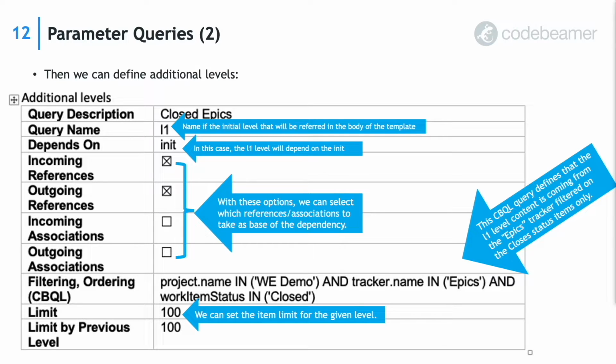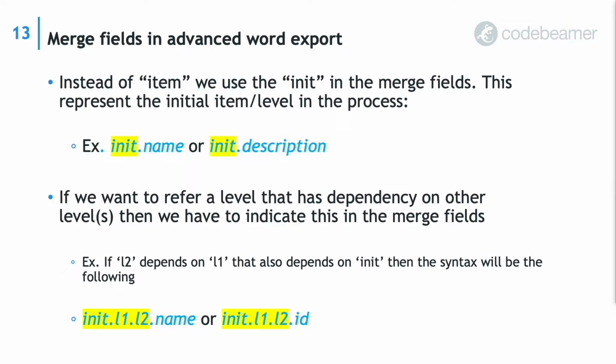In the current config, we want to get only those items that are linked as down or upstream references, and we ignore the associations. And we have again the CBQL line where you can define the exact source of the level 1. As you can see with this CBQL formula, I want to get only the closed items of the epics tracker in the demo project. In the last 2 rows, we can set the rendering limit for the given level. The hard limit is 200, but I kept the default 100 value.